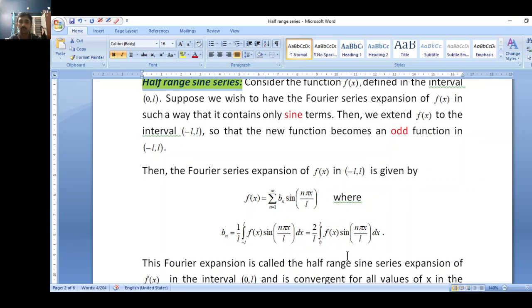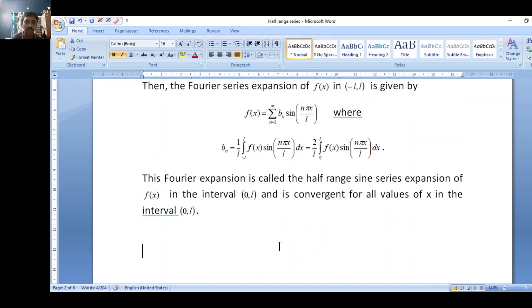Okay, so now that I've explained this particular concept, I will work out a simple problem for you to understand things in a much better way. So the problem of consideration would be this: expand f of x.